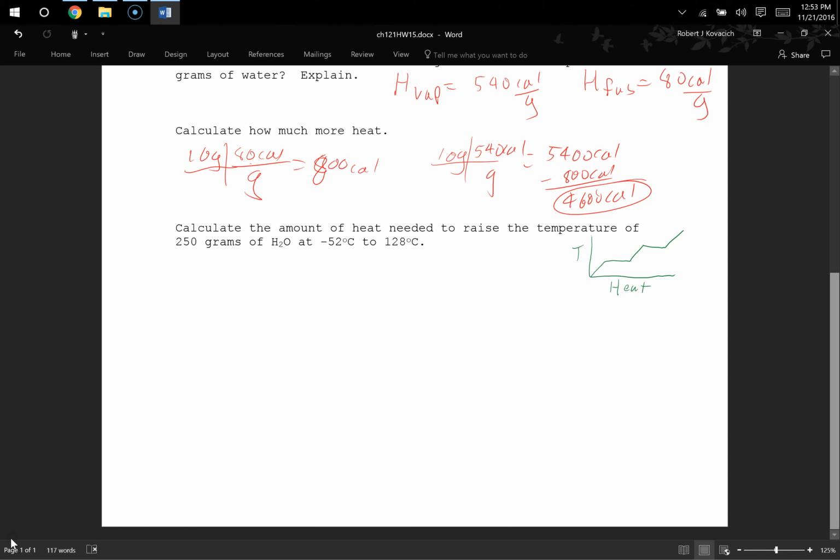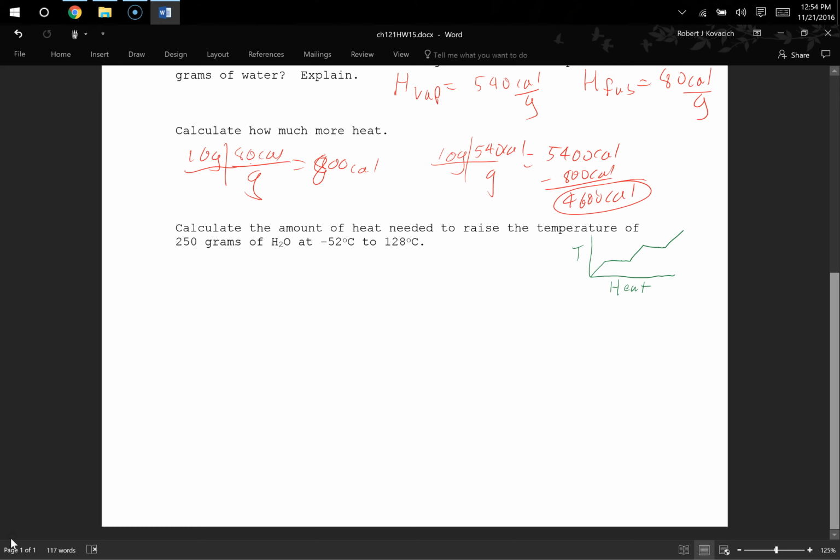And the flat parts are where I'm in a phase change, and the angled parts are where I'm increasing molecule movement. So making ice move faster, making water molecules move faster, making steam move faster, melting it and boiling it. Okay, so we're going to have to do 5 different calculations. So let's go ahead and start.